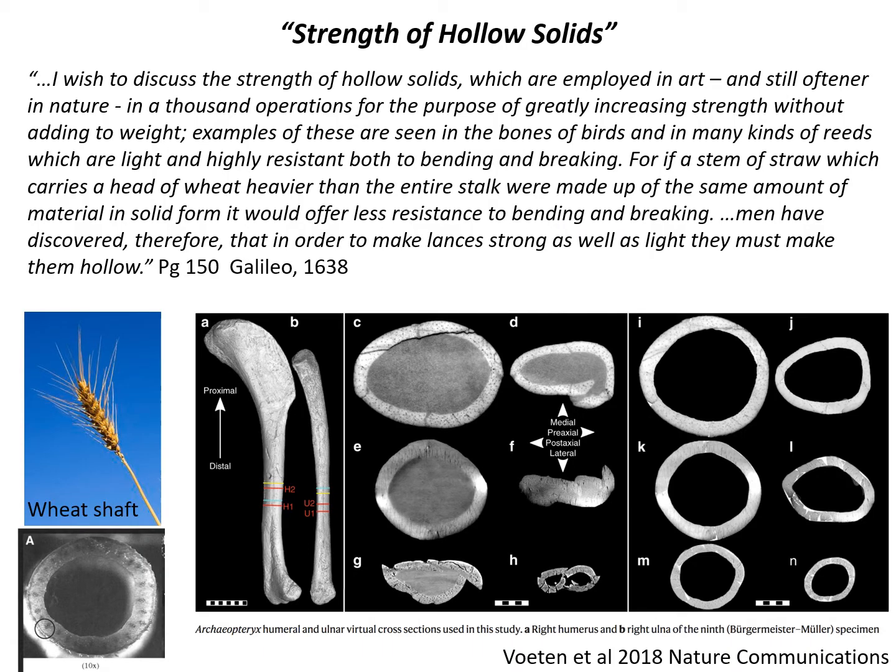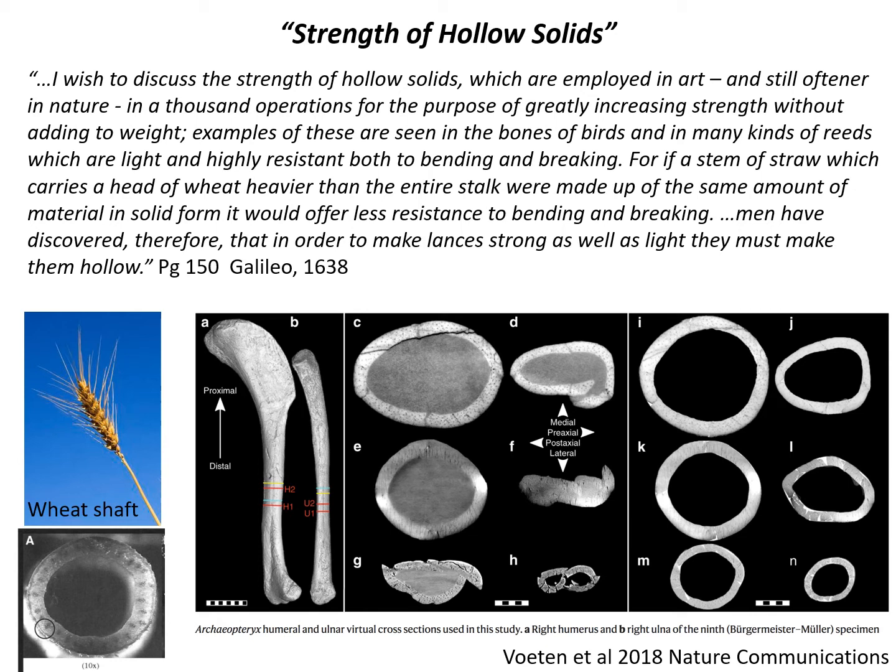I find it rather remarkable that Galileo figured this out in the 1600s. So here's a quote from his book. He wrote, "I wish to discuss the strength of hollow solids, which are employed in art and still oftener in nature, in 1,000 operations for the purpose of greatly increasing strength without adding to weight. Examples of these are seen in the bones of birds and in many kinds of reeds, which are light and highly resistant both to bending and breaking. For if a stem of straw which carries a head of wheat heavier than the entire stalk were made up of the same amount of material in solid form, it would offer less resistance to bending and breaking. Men have discovered, therefore, that in order to make lances strong as well as light, they must make them hollow."